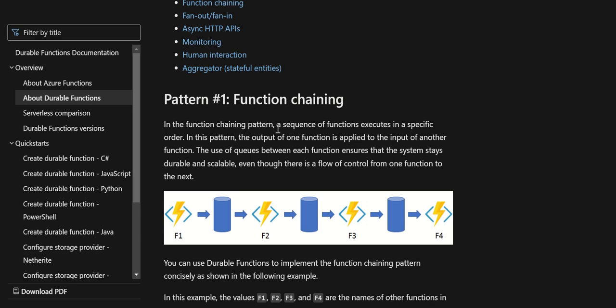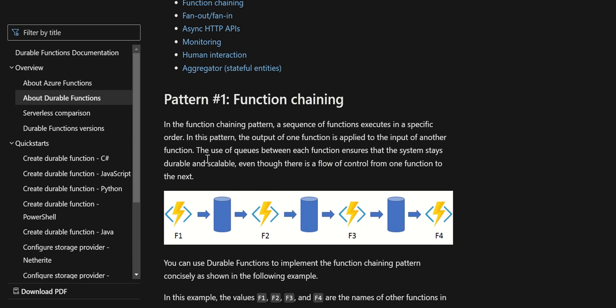Okay, I don't want to go through each and everything, but at least we can have a high level look at how it works. Pattern one, that is function chaining. When the first Azure function executes, it basically triggers one more. This function 2 will be executed again. It will go in a sequence 3, 4 like that. In the function chaining pattern, a sequence of functions execute in a specific order. In this pattern, the output of one function is applied to the input of another function. Function 1 receives some input or trigger, it processes something, and that output will be fed as input to the next function.